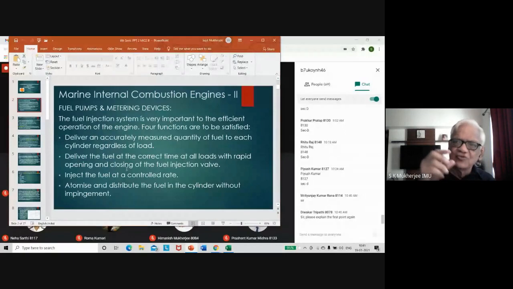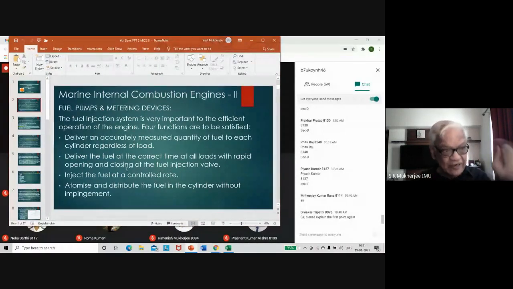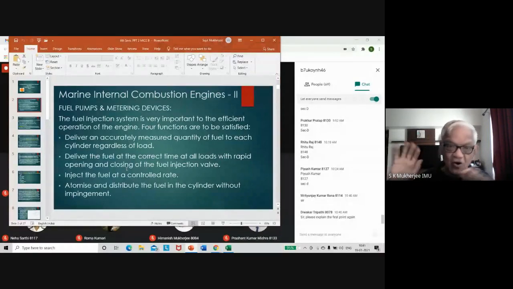All right. Suppose you are giving in 20 grams of fuel for each injection. So 20 grams, 20 grams, 20 grams, 20. All of them must have 20 grams. You cannot give 25 grams here, 21 grams there, 23 grams there, and 20 grams there.